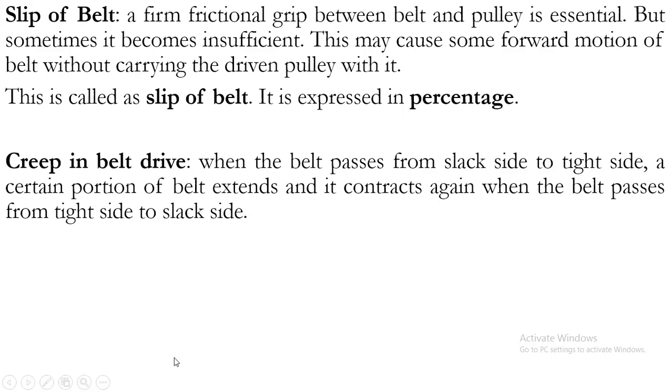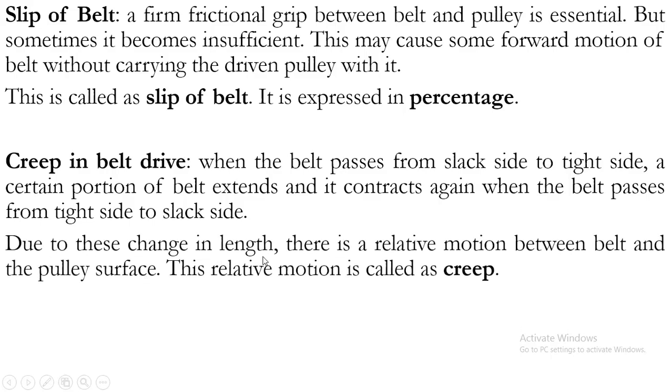Because of that, you all know that when the belt extends, its length increases, and when it contracts, the length of the belt definitely decreases. Due to this change in length, there is a relative motion between the belt and the pulley surface. Because of the change in length of the belt, there will be a relative motion between the belt and the pulley surface, and this relative motion is called creep. Remember this. Creep is the relative motion between the belt and the pulley surface, and this relative motion is just due to the change in the length of the belt.